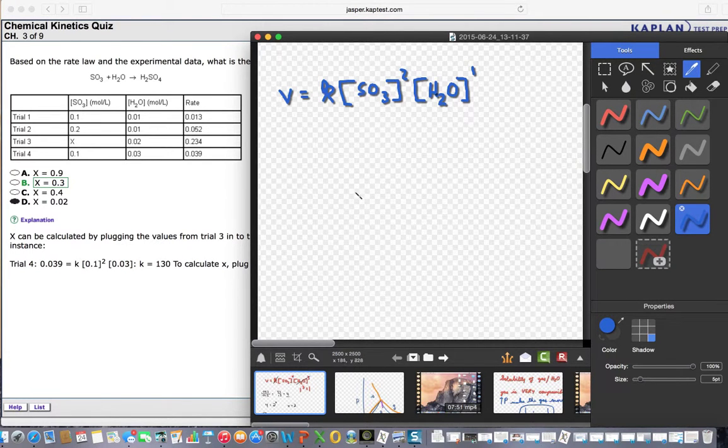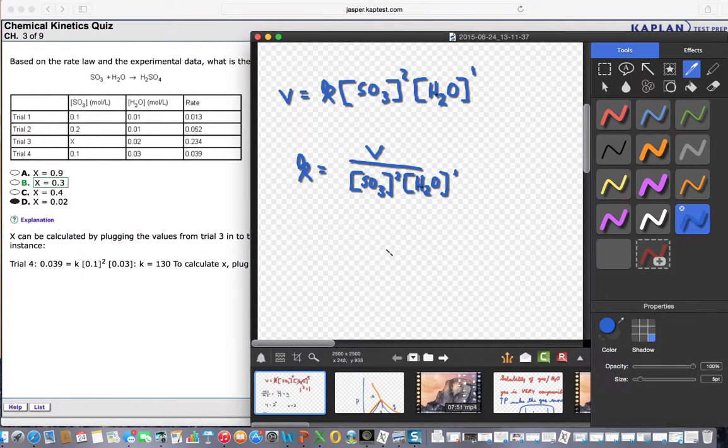And so there's a couple ways of tackling this problem. For example, I know that K is unknown. We could calculate K, but let's see if we can do it without having to calculate K. So I know that K has to have the same value, which is going to be V divided by the concentration of SO3 to the second power, the concentration of H2O to the first power, no matter what experiment I use.